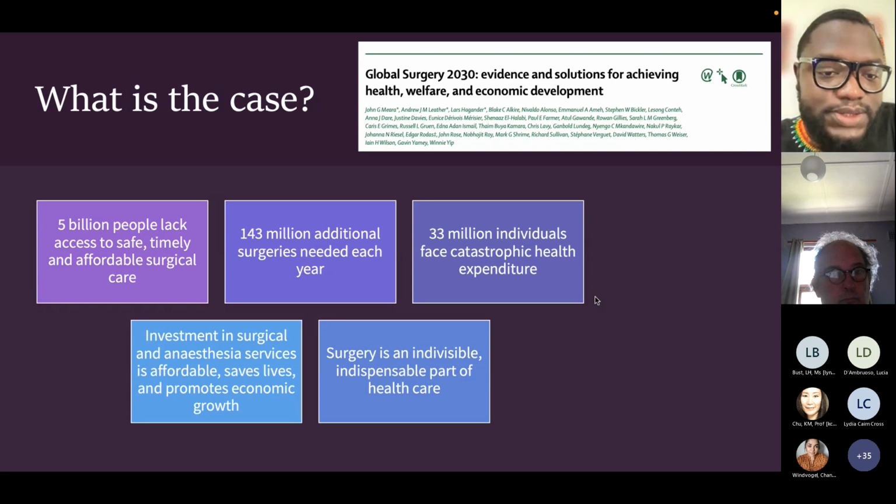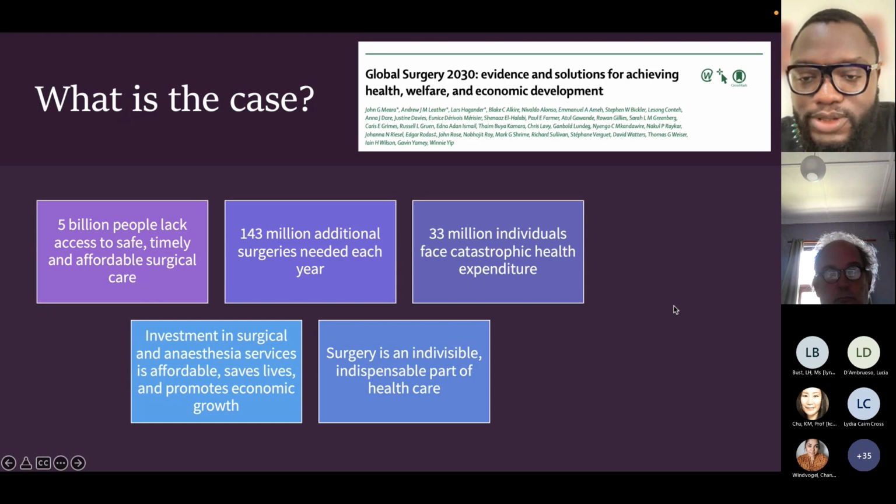And then the fourth message was that investments in surgical and anesthesia services are affordable, save lives, and promote economic growth. This was an economic argument to say that by not investing in surgery, countries are losing significant percentages of their GDP from the loss of productivity, especially from the younger generations, the younger people that are affected by surgical conditions.